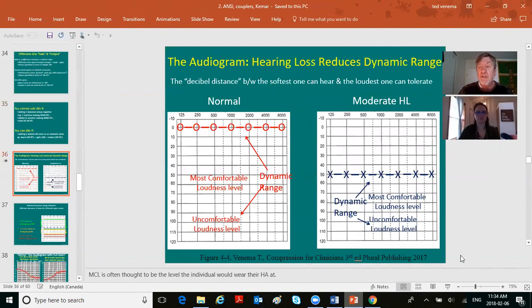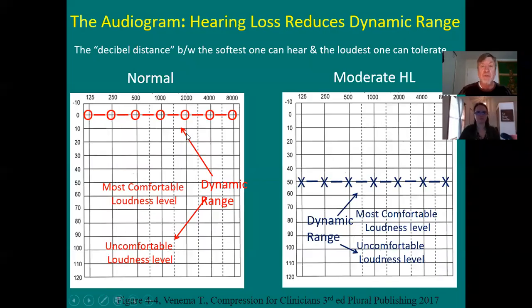Normal dynamic ranges are fairly large, from 0 to about 120, 110. On the right, you will see the reduced dynamic range offered by sensory neural loss. So notice here, the X is at 50. Uncomfortable loudness is the same as the screen to your, as the audiogram to your left. Okay, the dynamic range is now shrunk. The floor has met the ceiling. And MCL, most comfortable loudness, is somewhere in the middle, just like it is on the left. And can you see how the O's, the right ear, versus the X's, there's like a 50 decibel difference.